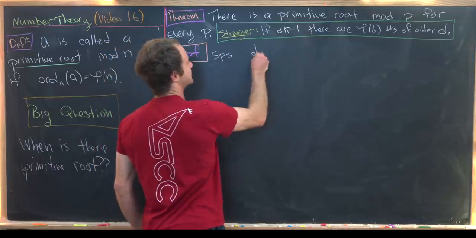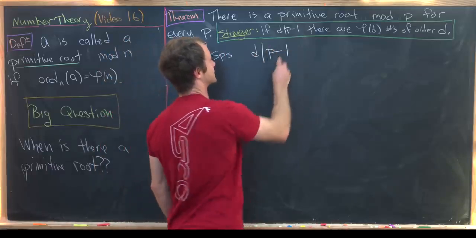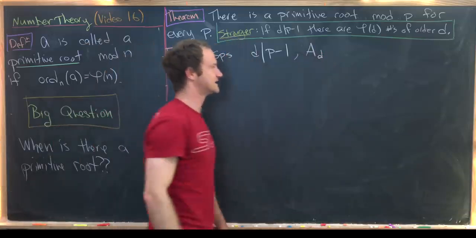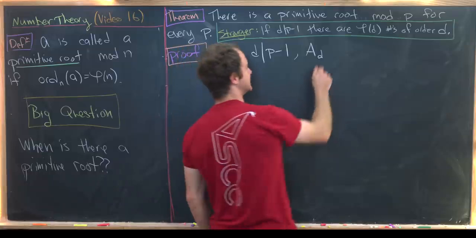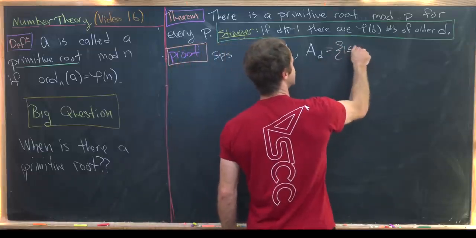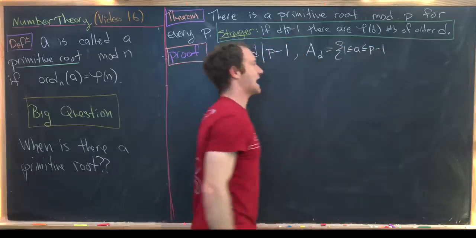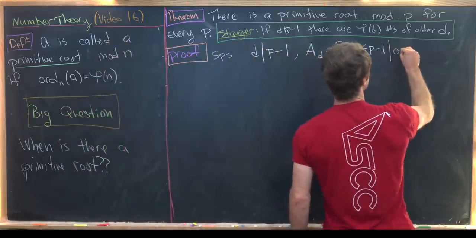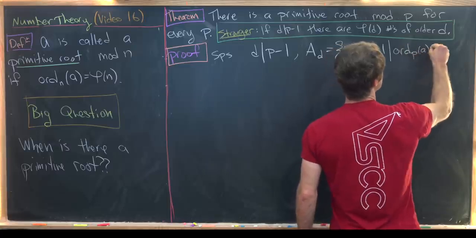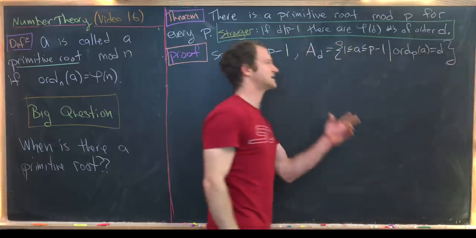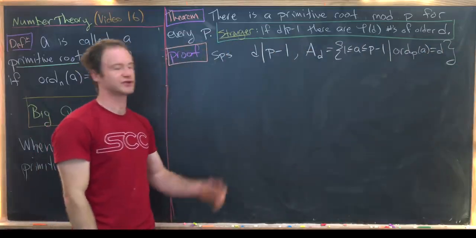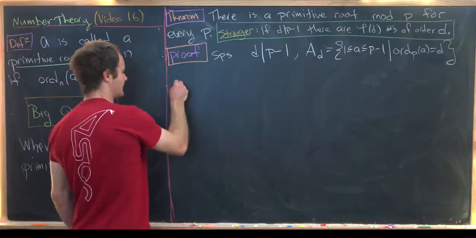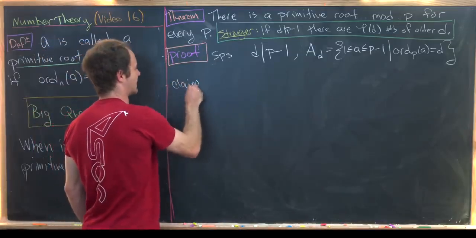So let's start by supposing that we have a divisor of p minus 1, we'll call it d, and then we'll consider the following set, which I will call A sub d. This is going to be all of the integers between 1 and p minus 1, so there are p minus 1 such integers, such that the order of these integers is equal to d. So it's the collection of all integers of order d. Okay, so now I'm going to prove the following claim to get us off the ground.